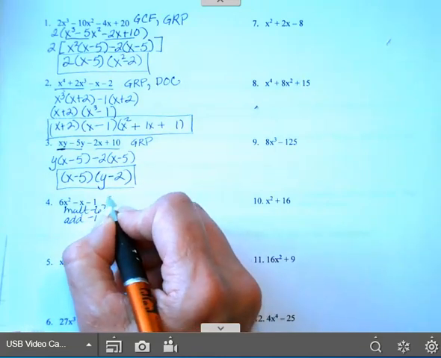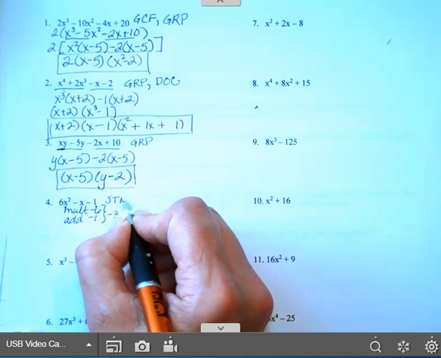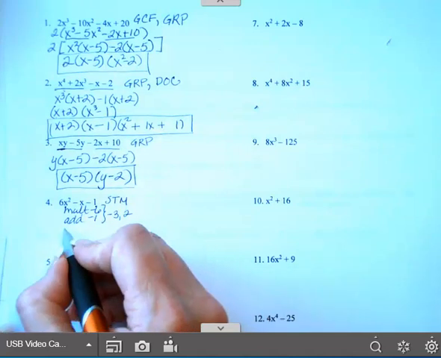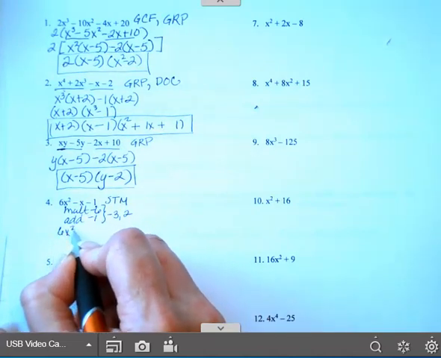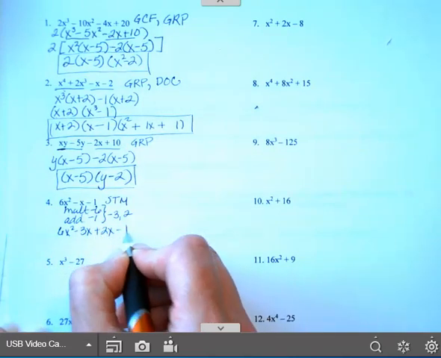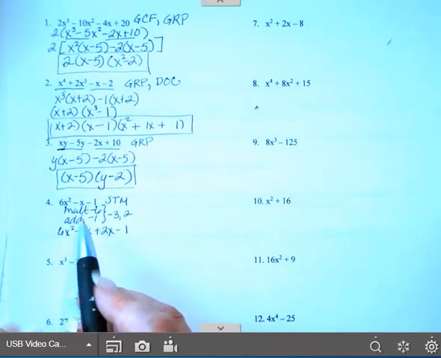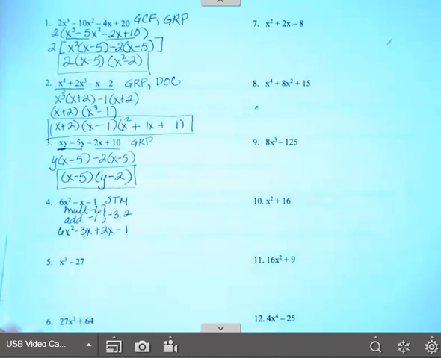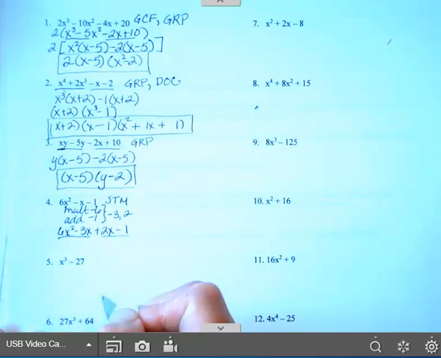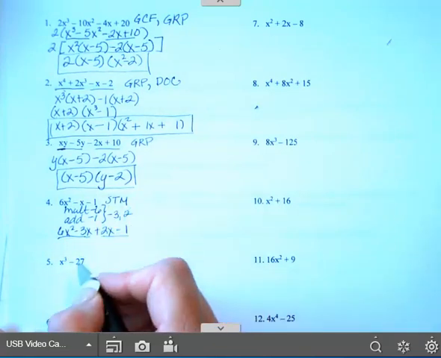So I'm on split the middle on this one. So we'll go ahead and label we're using split the middle. And so this is now 6x squared minus 3x plus 2x minus 1. It does not matter what order you put those 2 terms in the middle. And then split the middle has grouping inside of it, but we're still just calling it split the middle.